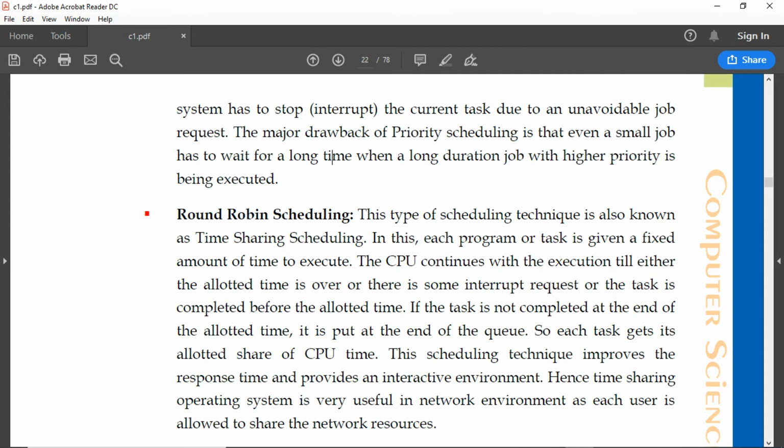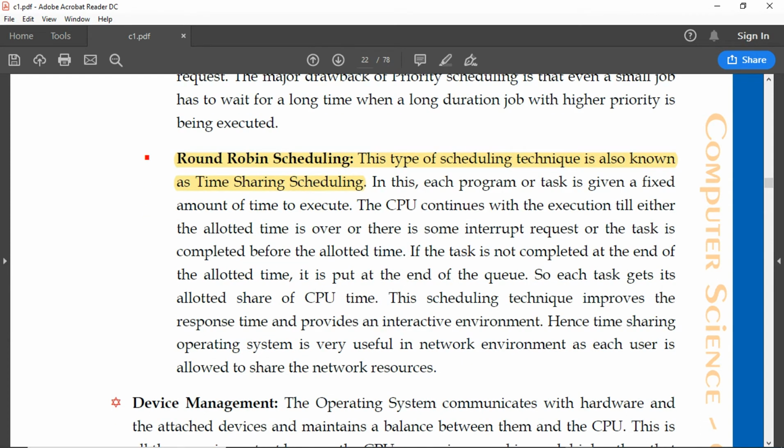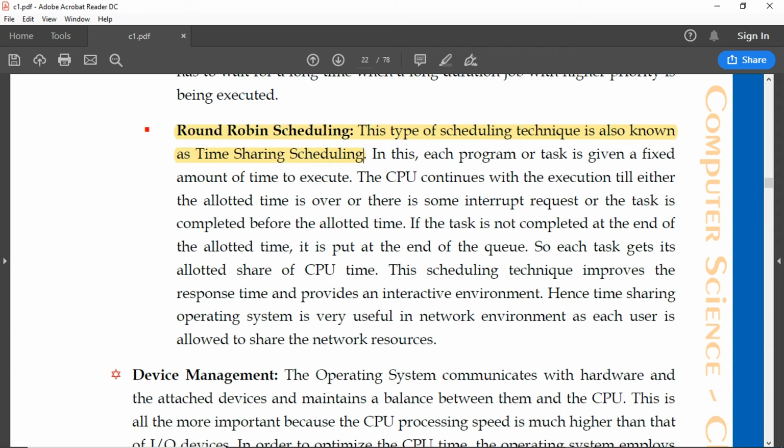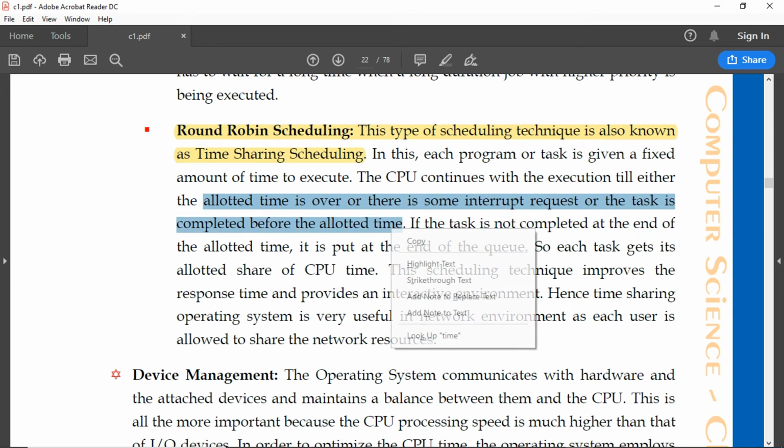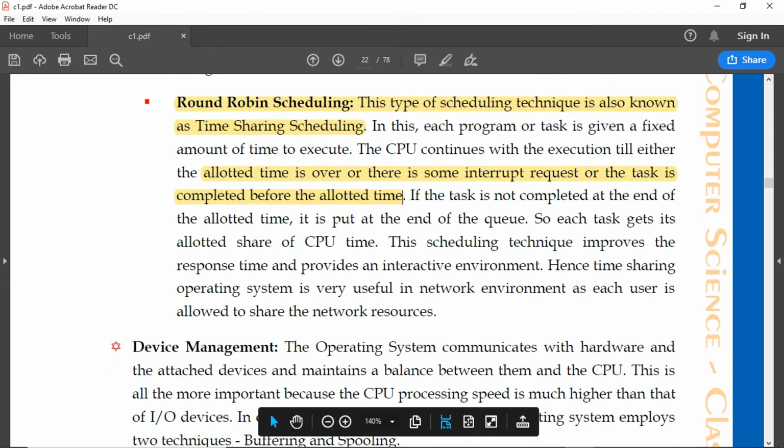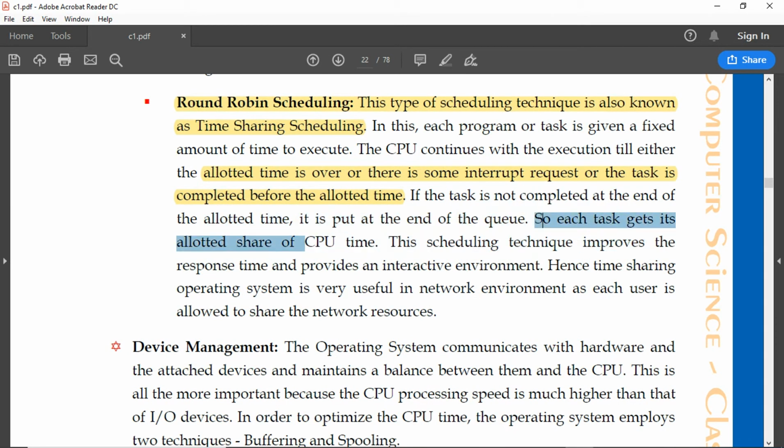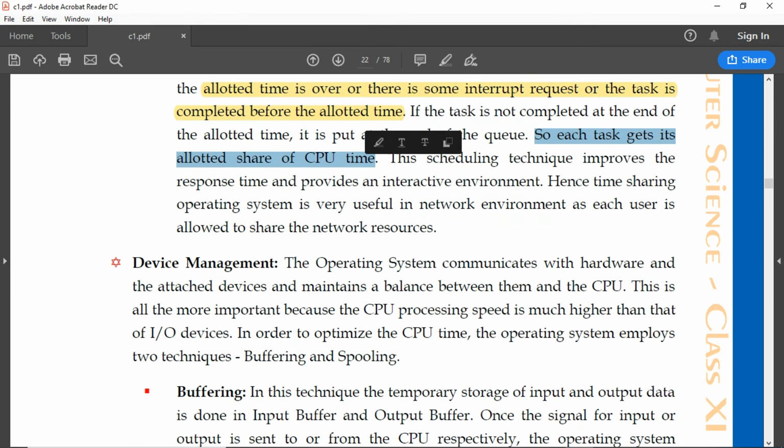Round-robin scheduling. This type of scheduling technique is also known as time-sharing scheduling. In this, each program or task is given a fixed amount of time to execute. The CPU continues with the execution till either the allotted time is over, or there is some interrupt request, or the task is completed before the allotted time. If the task is not completed at the end of the allotted time, it is put at the end of the queue. So each task gets its allotted share of CPU time.